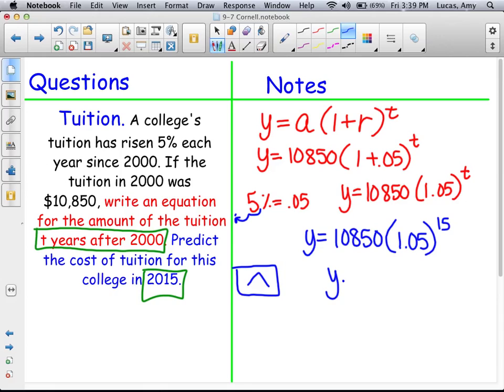gives me a value of approximately $22,556. On your homework problems today, you will notice that sometimes they give you specifics to rounding your numbers, so just be careful and make sure you're reading so that your answer is written correctly.